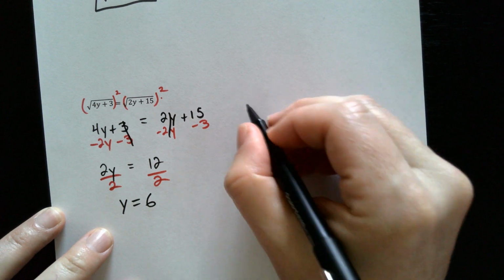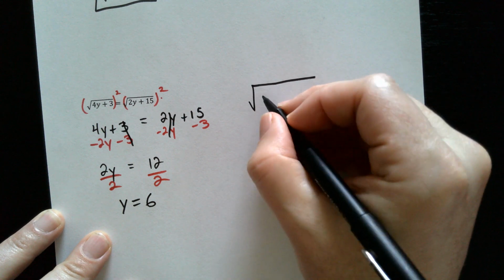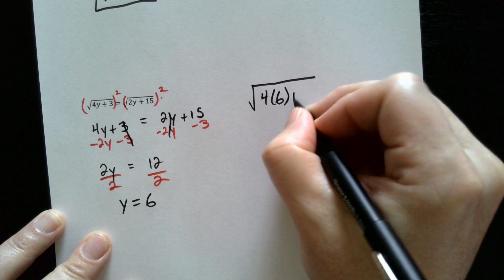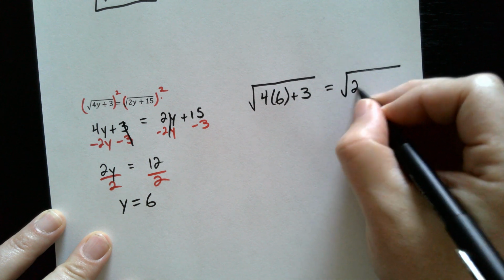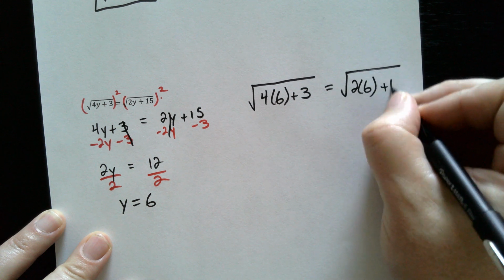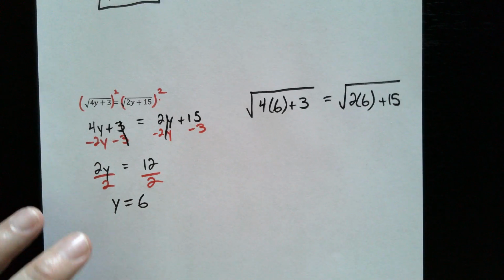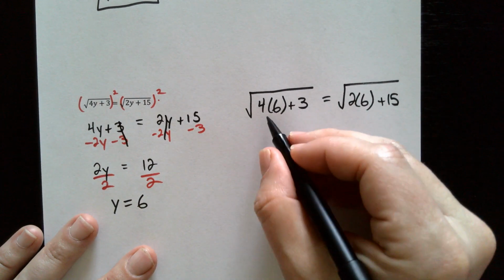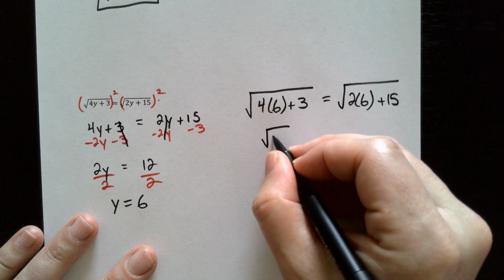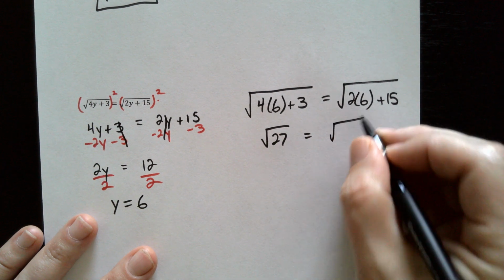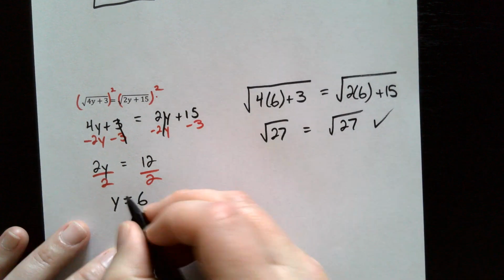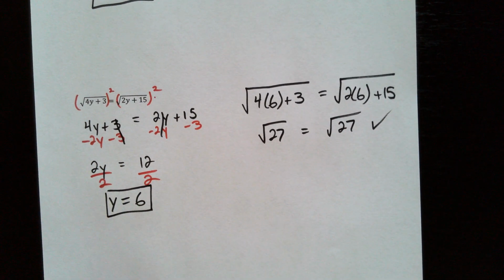Let's check it out real quick just to make sure. So square root of 4 times 6 plus 3 equals, let's see, square root of 2 times 6 plus 15. Okay, this is 24 plus 3 is 27, so square root of 27. And then we've got 12 plus 15, which is also 27. So that checks out, and y is equal to 6 is our solution.